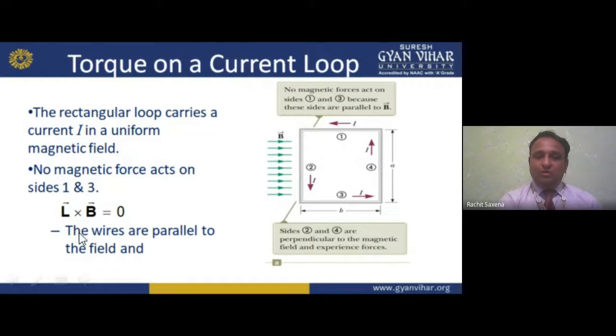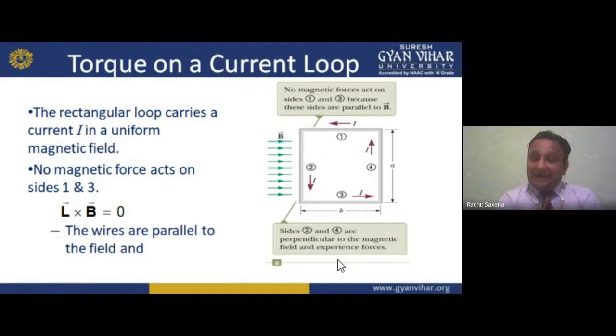Now the wires are parallel to the field. Understand from the diagram, no magnetic force acts on sides 1 and 3 because these sides are parallel to B. This is parallel to this, so no force will act on it. But sides 2 and 4 are perpendicular to the magnetic field, so they experience a force.